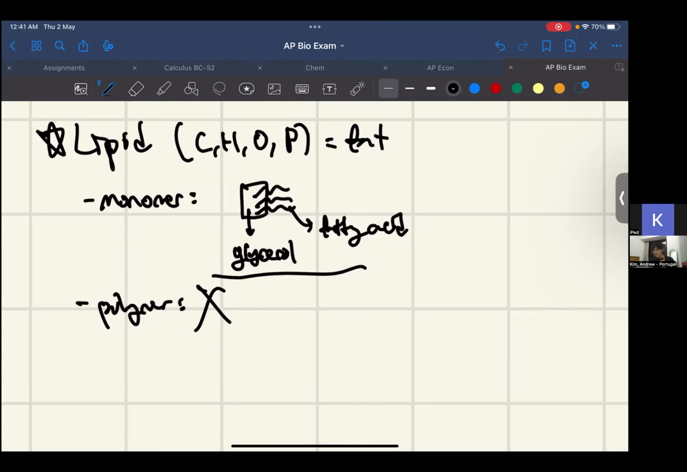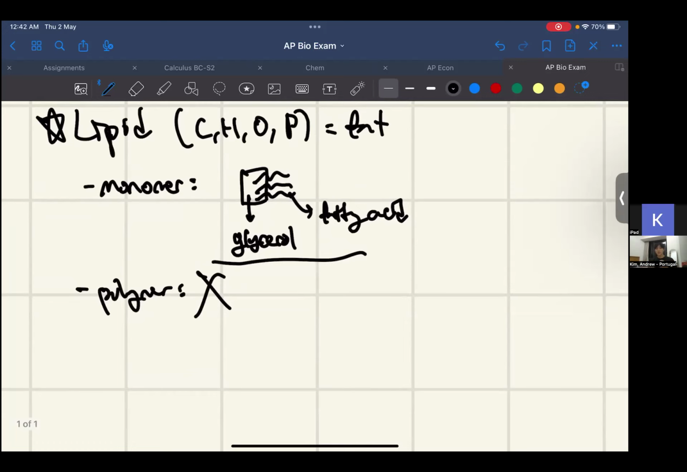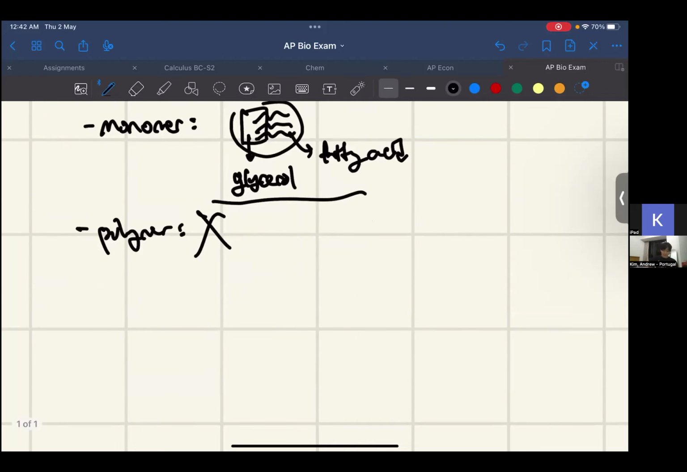Now, that does not mean that lipid does not bond to each other, okay? These individual lipid pieces will still bond to each other to create a structure. And that leads to two different types of lipids. Based on the structure, you will have two different types of lipids. First is saturated. Second is unsaturated.